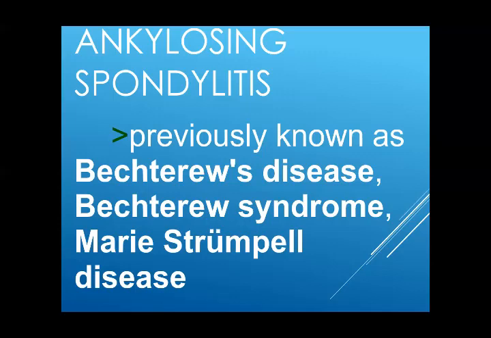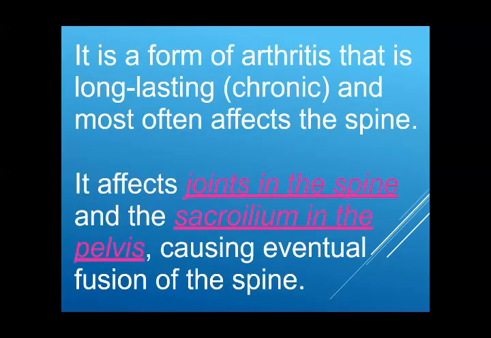Ankylosing spondylitis used to be called Bechterew's disease. It is a form of arthritis that is long-standing, chronic, and most often affects the spine. So the axial part of the skeleton joints are most commonly affected, meaning the joints in the spine and the sacroiliac joints in the pelvis. The sacroiliac joints and lower spine are the most common first presentation, with chronic backache that is worse in the early morning and gets better after daily routine or exercise. That is a very significant feature: early morning backache that gets better after exercise.